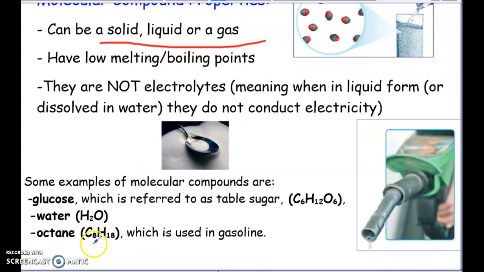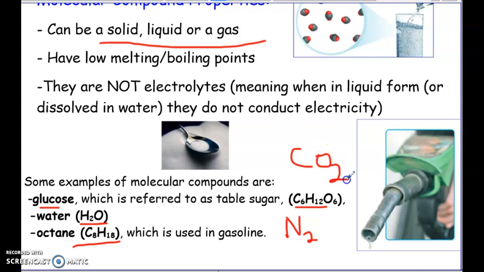So some examples are down here. So for example, glucose, which is basically sugar, is a solid at room temperature. Water, of course, we know is a liquid at room temperature. And gasoline is actually also a liquid at room temperature. So an example of something that would be a gas at room temperature could be nitrogen gas, right? Or we could also be talking about carbon dioxide, right?